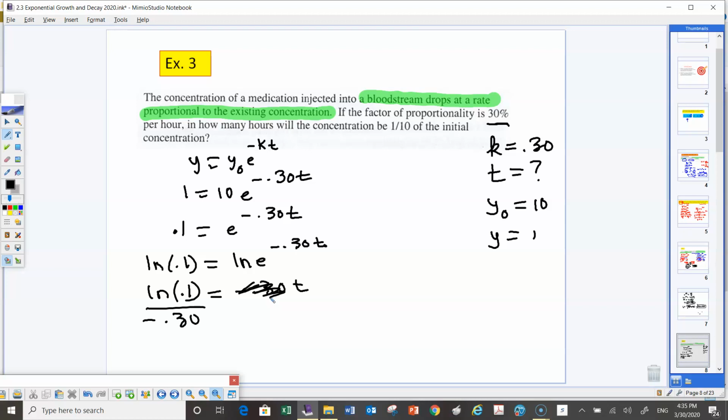But remember, when you're taking the logarithm of a number that is less than 1, this ln 0.1 is negative. So if you go to your calculator and you type in ln 0.1, and then divide that by negative 0.3, you should get a time of 7.675 hours. So 7.675 hours is equal to time. So that would be the amount of time it would take for this medication to decrease to 1/10 of its initial amount.